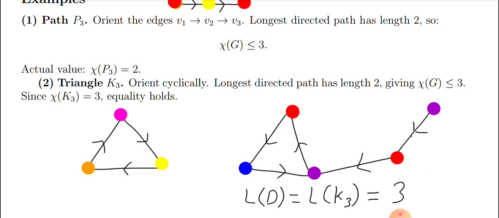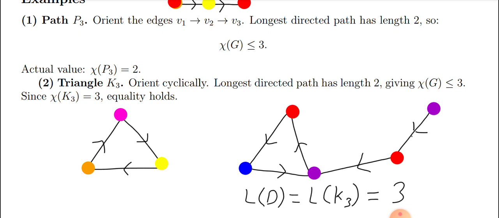Let's go back to the triangle, K3. We know it needs 3 colors. Right. Let's orient the edges. Let's try to make a path: v1 to v2 to v3. We can't go any further because the next edge has to go from v3 back to v1, which would complete a cycle, not extend the path.